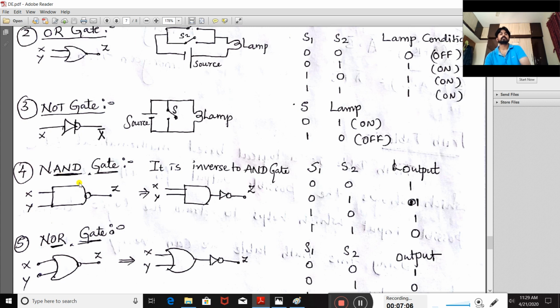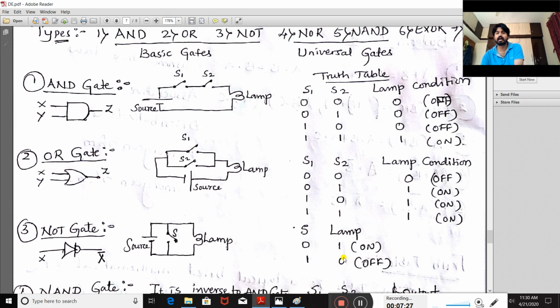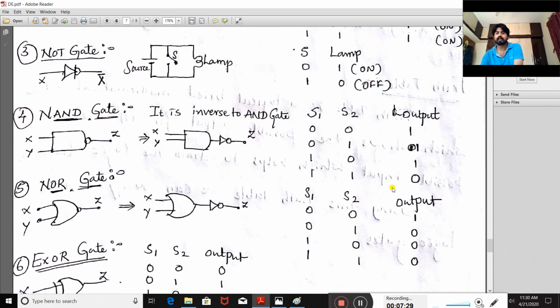When it is along with a NOT gate, it definitely produces the exact reverse of the AND gate truth table. That is what I have shown with this also. In the AND gate, if and only if both the inputs are high, then only the output is high. Now here it is exactly reverse. If and only if both the inputs are high, the output will be low, otherwise it will be high only. 1 1 1 0.